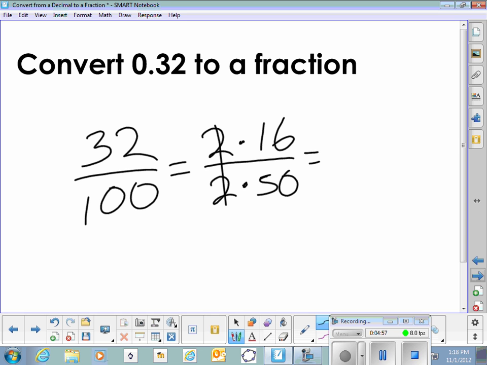Both of those are even numbers. So that could be 2 times 8 is 16, and 2 times 25 is 50. Well, 8 has factors of 2 and 4. Neither of those are factors of 25, so that's as simple as that one goes.